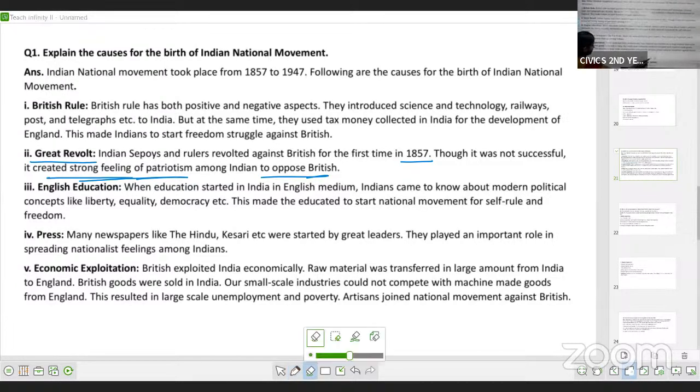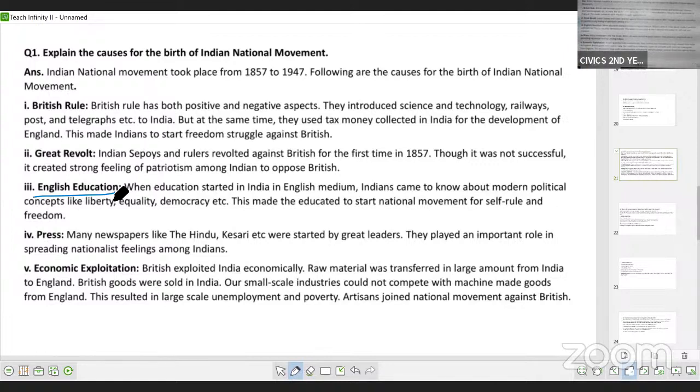Next is English education. Now the Britishers started English medium schools and colleges in India. English education was started in India. So the Indians who went to these English medium schools and colleges came to know about modern political concepts like liberty, equality, democracy, etc.